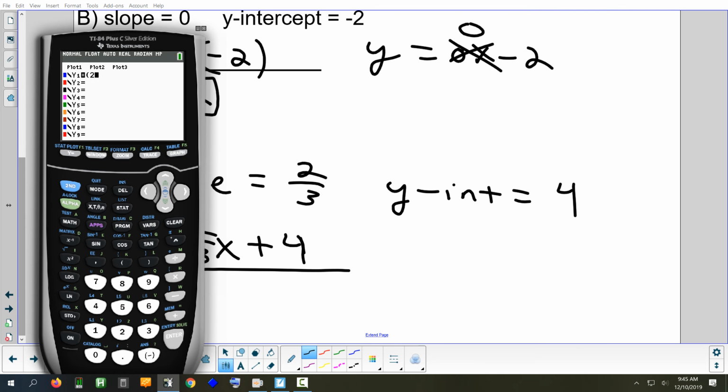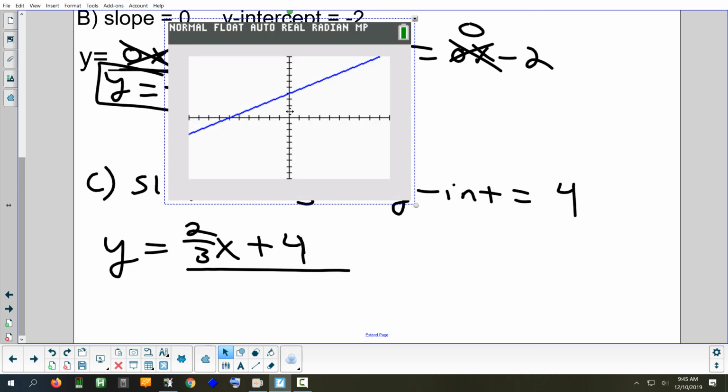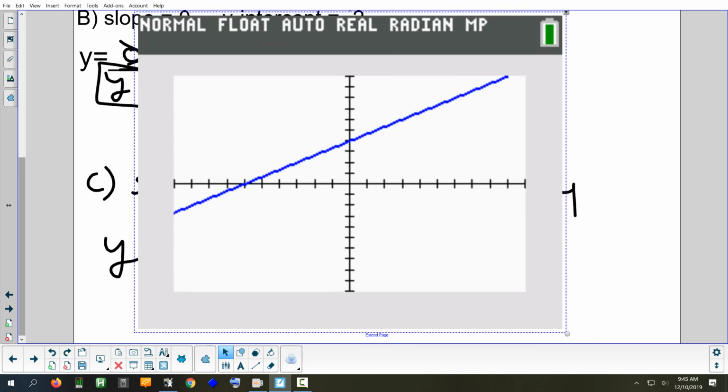Okay? This part, you don't have to graph it. You can just watch what I'm typing in. 2/3 x plus 4. Let's look at how it would look. So the plus 4, what's that number called again? It's your y-intercept. And if you look at this graph and make it bigger, where does that graph cross the y-axis? Crosses exactly at 4.